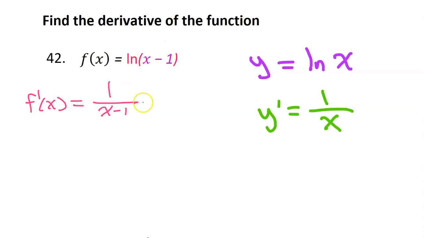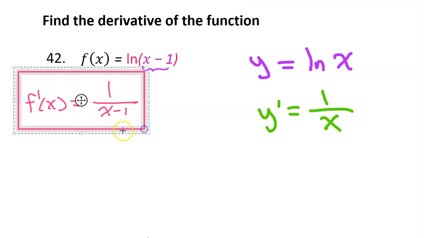But then I need to multiply by the derivative of this inner function. Well, the derivative of x minus 1 is just 1, so in this case that didn't really do anything. It'll be a little bit more interesting on future problems. But this is the answer to number 42.